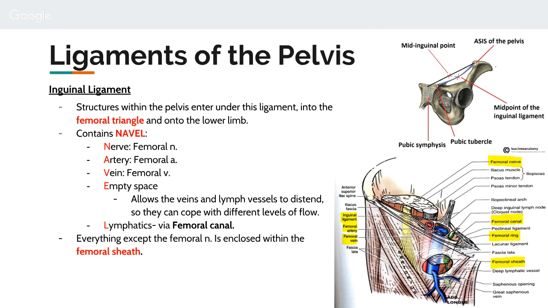Okay, so the inguinal ligament. The key thing to remember here is NAVEL. That's your acronym. You guys have heard of that? Yeah. Femoral nerve, femoral artery, femoral vein. Pretty much everything in the body runs in a neurovascular bundle, like nerve, artery, vein. And there's also your empty space and your lymphatics, which run by the femoral canal. Know your boundaries and your borders and the contents, pretty key.